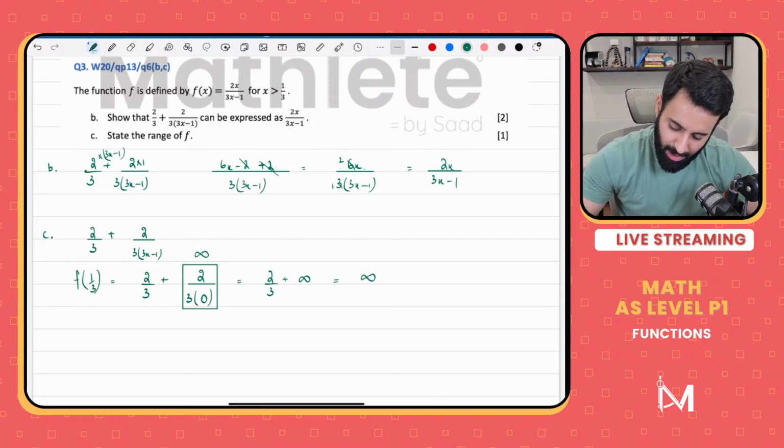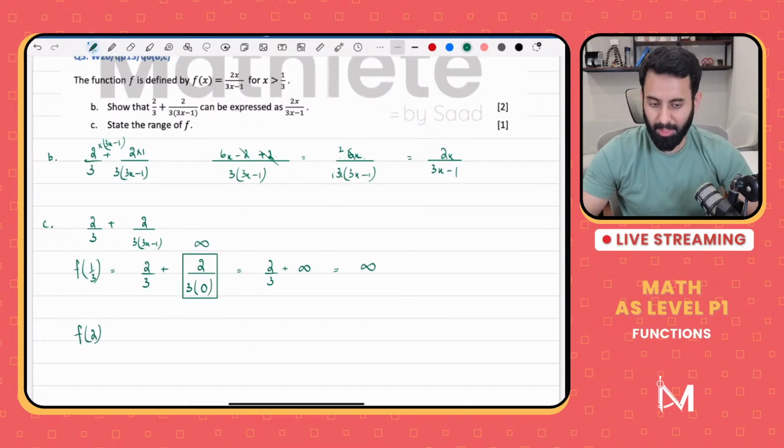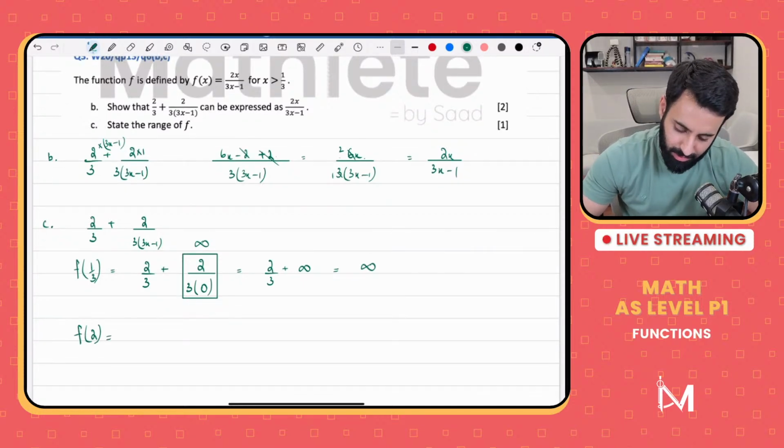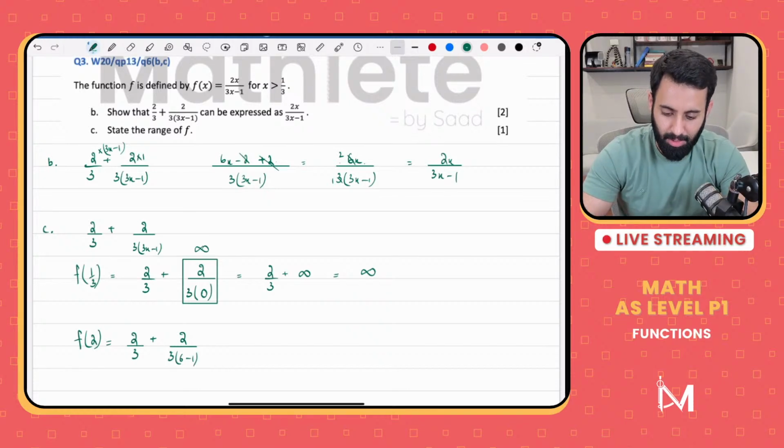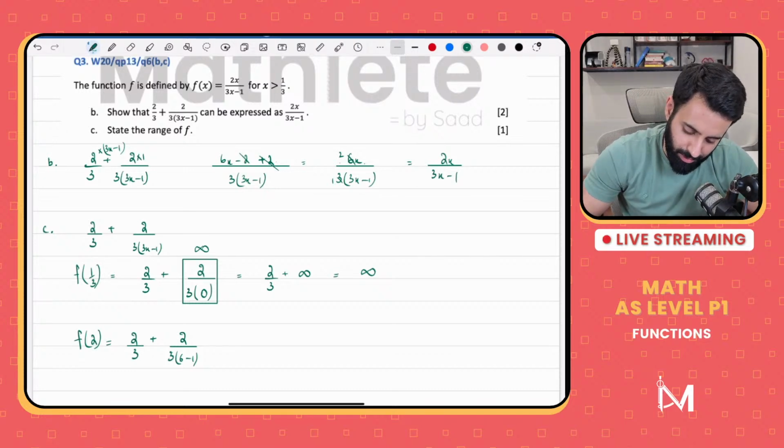All right, and let's see what happens if I plug in 2. You have to get familiar with the function, otherwise you're not going to be able to solve questions like these. So if you plug in 2, which by the way is just a random value, this is going to be 2 upon 3 plus 2 upon 3 into 3 times 2 minus 1, so 6 minus 1. Let's just find out the final value. So we get 4 upon 5.